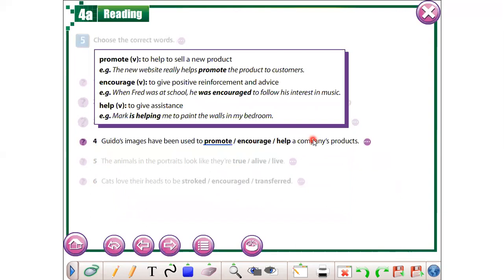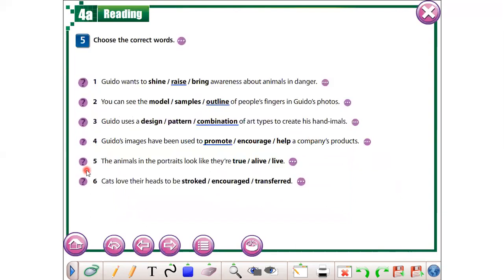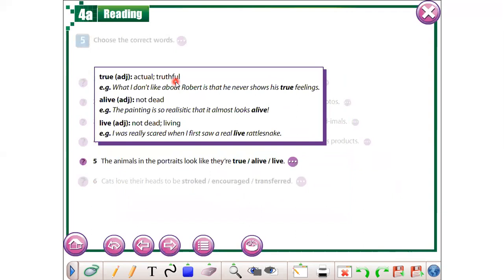Number 5, the animals in the portraits look like they are true, alive, or live. Is it true, actual, or truthful? No. Alive, not dead, and living. So in this case, the animals in the portraits look like they are alive.